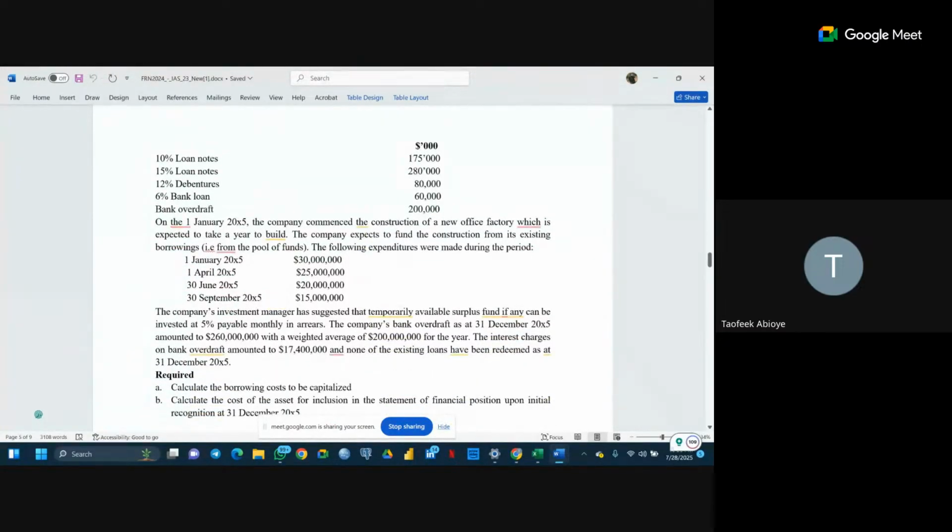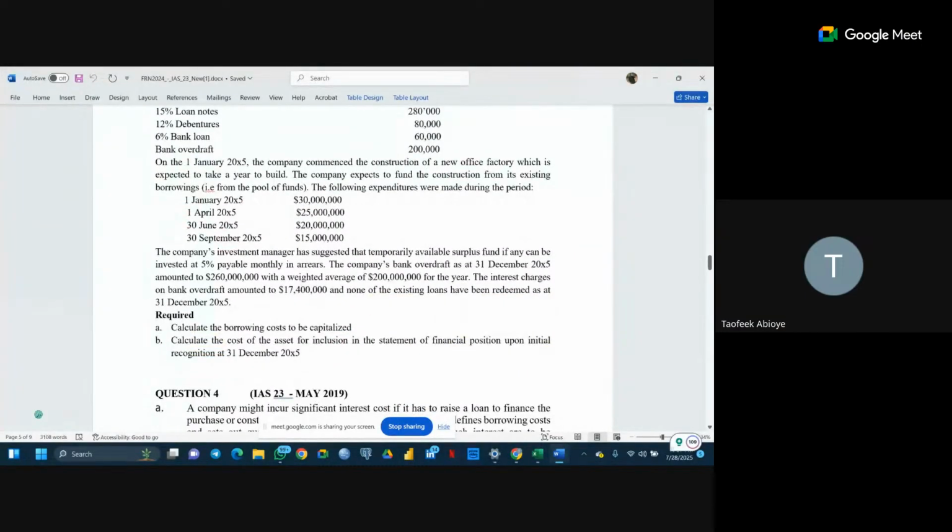On the 1st of January, just like they told us, the company is highly geared, which means it's exposed to a lot of debt financing. On 1st of January 2025, the company commenced the construction of a new office factory, which is expected to take a year to build. The company expects to fund the construction from the existing borrowing, that is, from the pool of funds. The following expenditures were made during the period. This is the first drawing, second, third, and fourth.